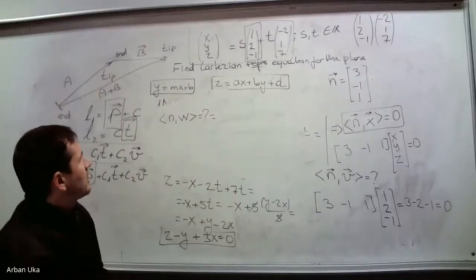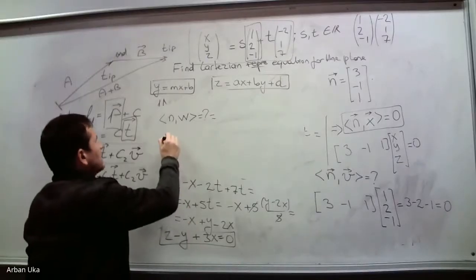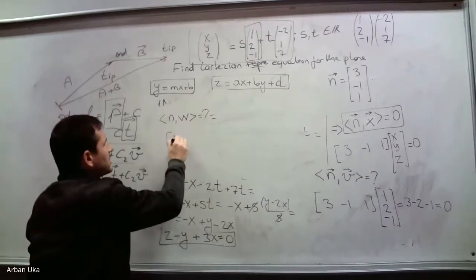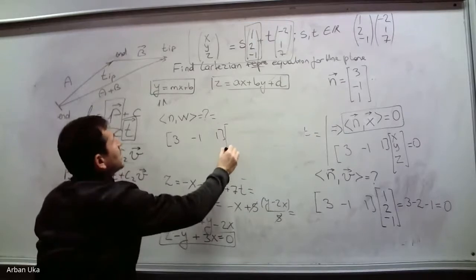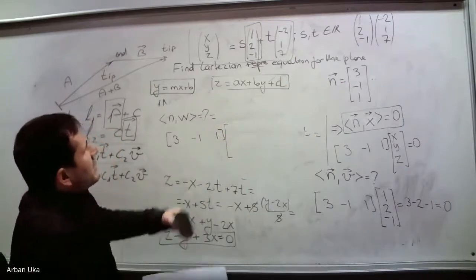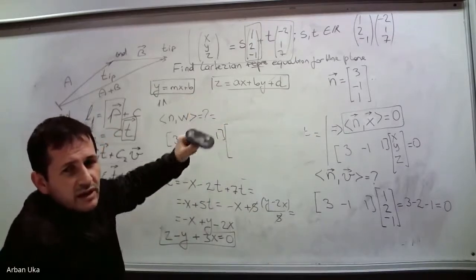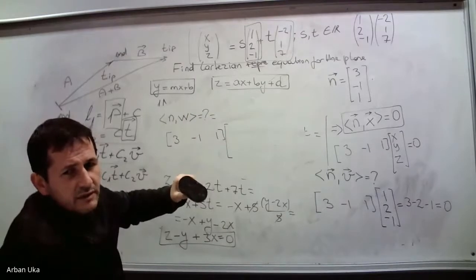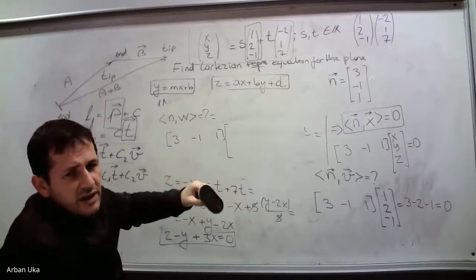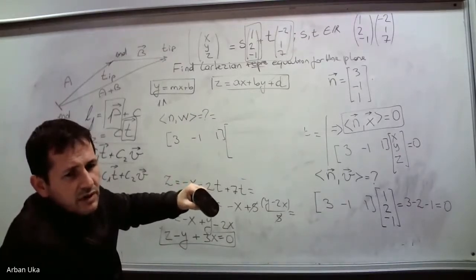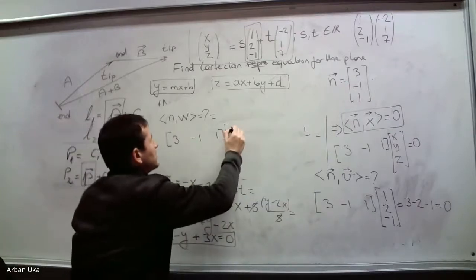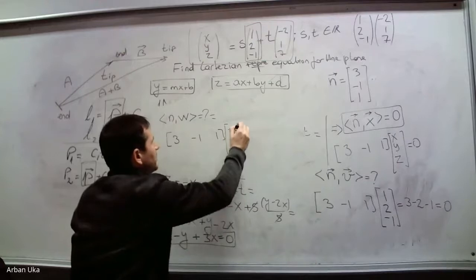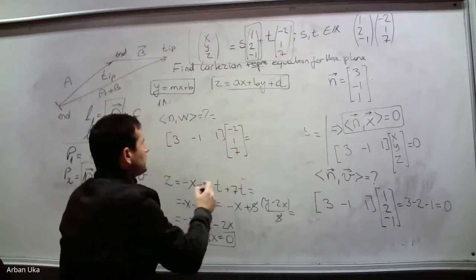Minus 2, 1. Okay, let's do that. Which means that what is n? N is 3, minus 1, 1. And we multiply this, but let's not forget, what you see over there are not points in the plane. They are the vectors that define the plane, that span it. But let's do this: minus 2, 1, 7. So what do we get here?